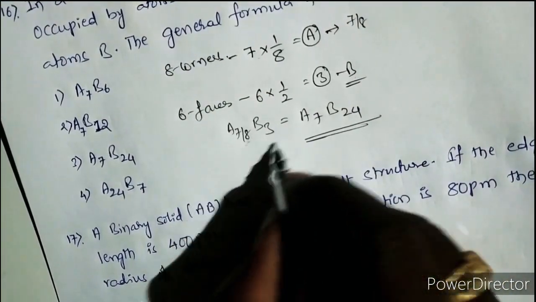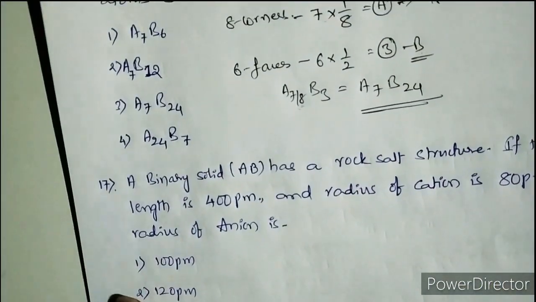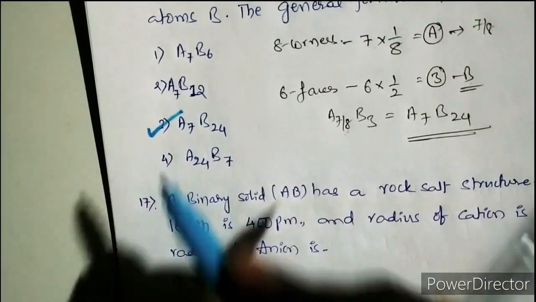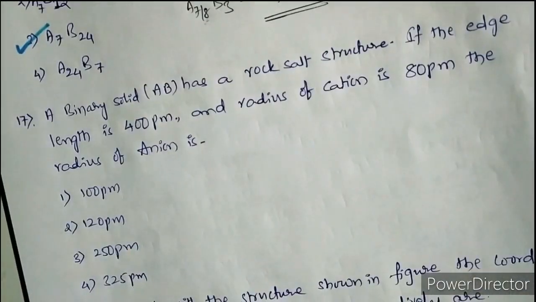Multiply by 8, bring it to this side. So what is your answer here? A 7, B 24. Your option 3 is correct. Next one.